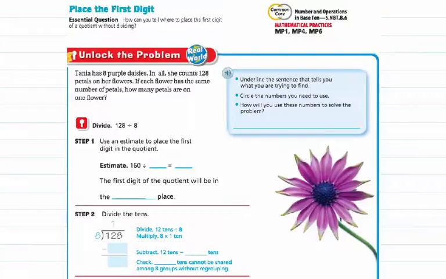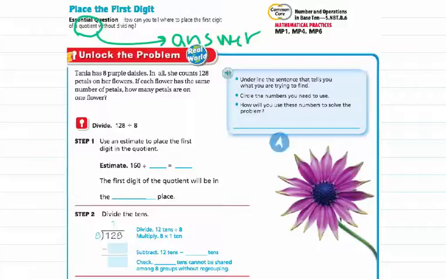Students, in lesson 2.1, we are going to be working on placing the first digit. Our essential question for this lesson is, how can you tell where to place the first digit in the quotient without dividing? Now remember, students, the word quotient is going to be the answer in a division problem.